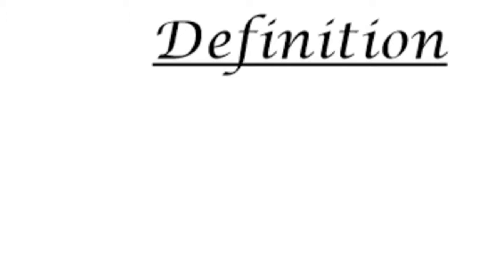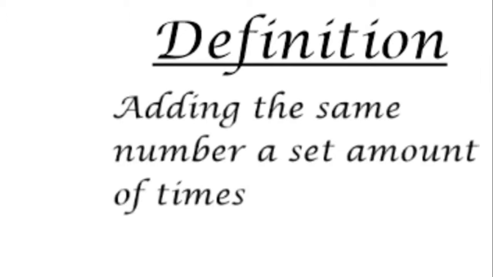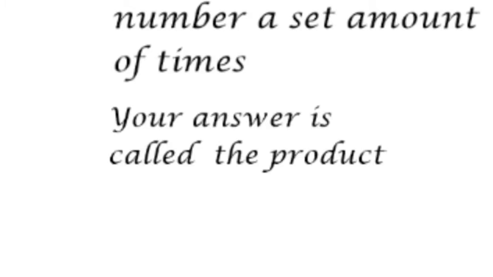Multiplication is adding the same number a set amount of times. It's repeated addition, and we get both those numbers by looking at the multiplication problem. Your answer is called a product. When you multiply two numbers together, or two factors, you get a product.